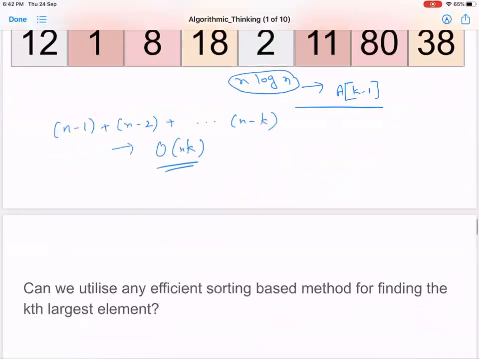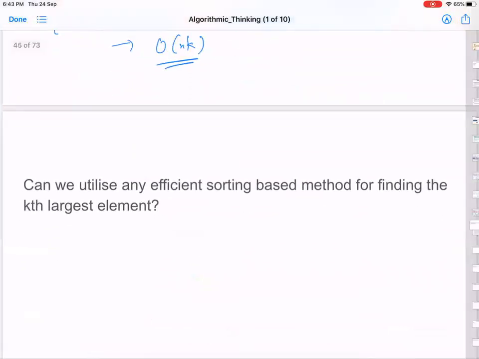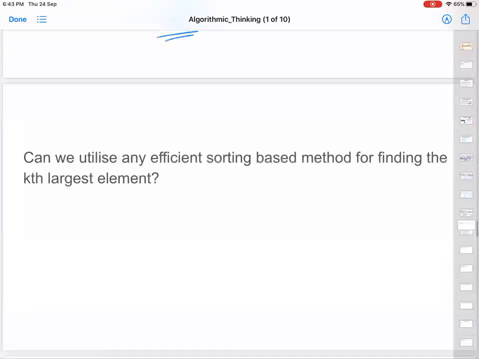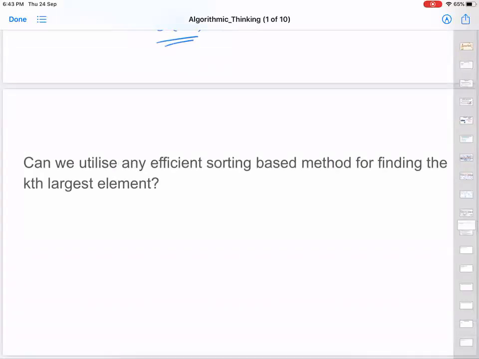Do you think we can utilize any other sorting based method for finding the kth largest element? This one which we have done was based on bubble sort and it took order of nk time. So can you use some other sorting method to find this kth largest element and reduce this number of comparisons? There is this heap sort which is used to do this, and at this point in time I just hand over to Sanatan so that he can quickly go through these.